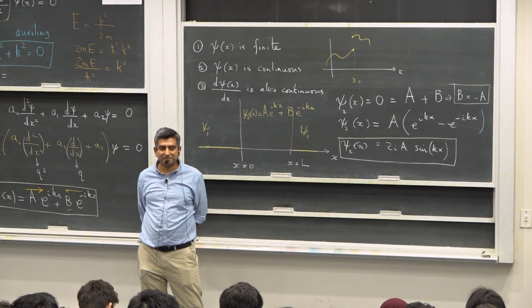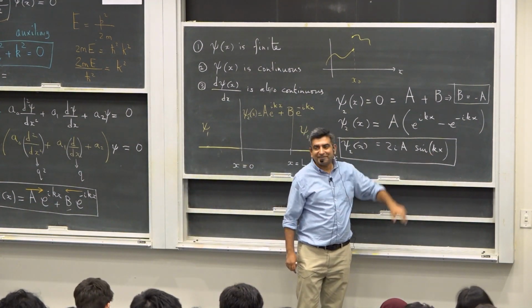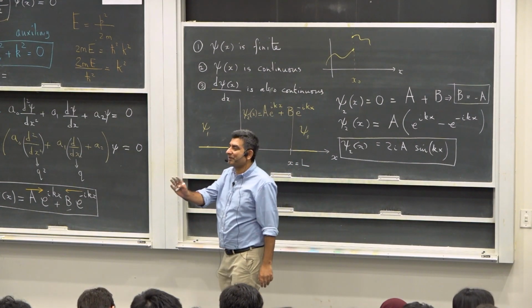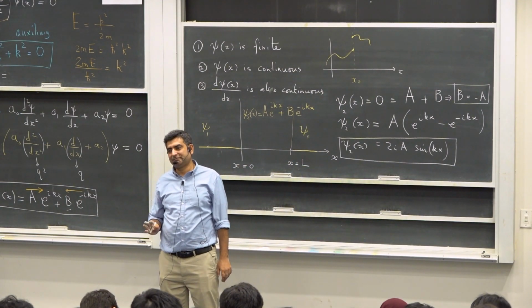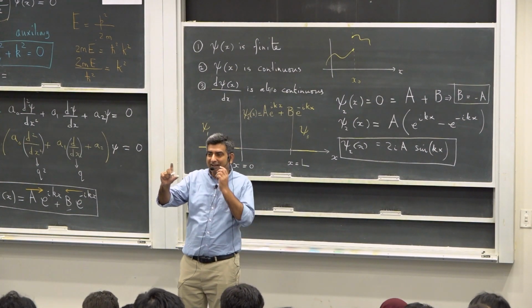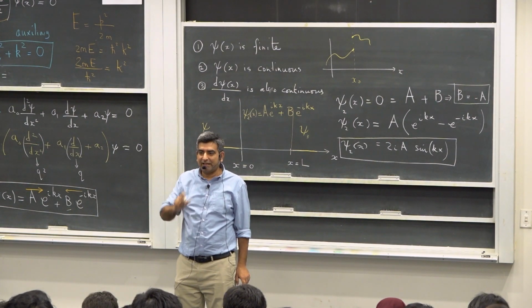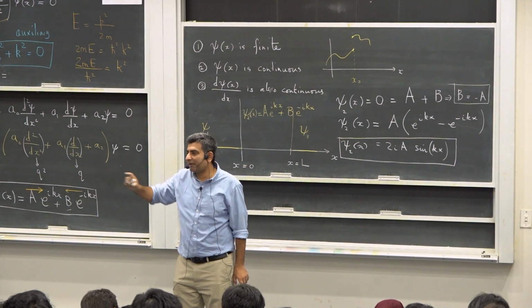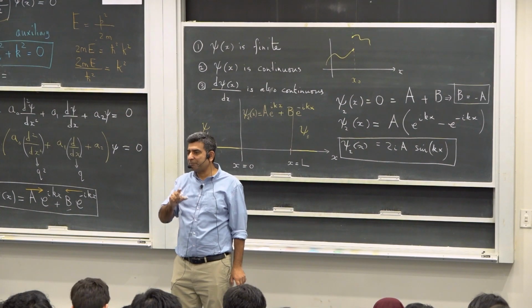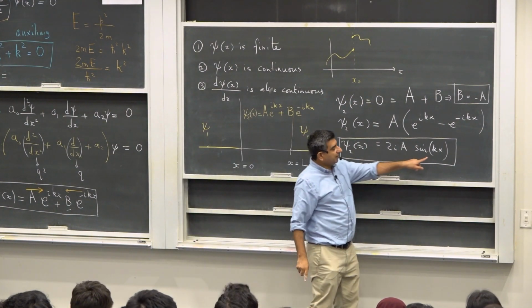So this means that this wave function psi 2 of x, I can simplify it a bit further. I can write this as a times e to the i k x minus e to the minus i k x. Correct? This I can write as 2 i a sine of kx. Correct?